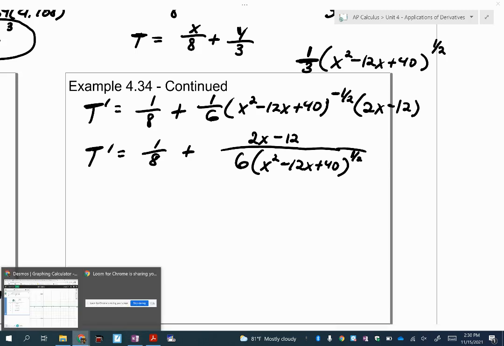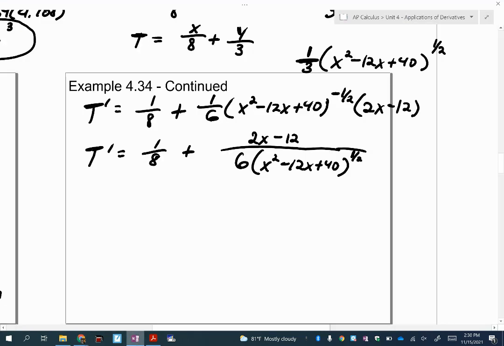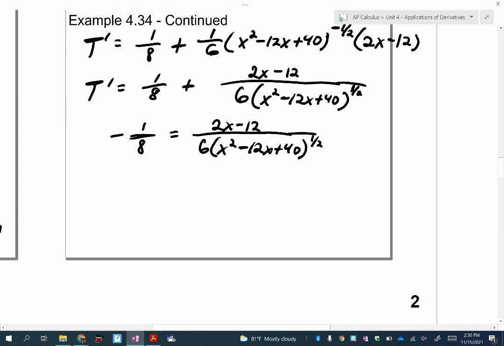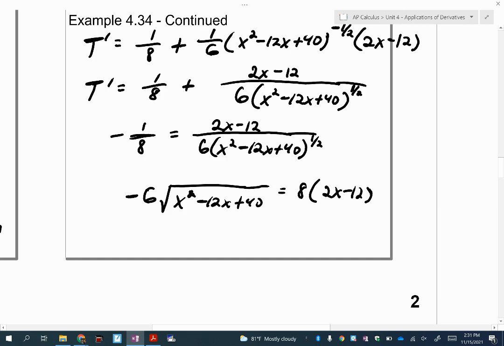And ultimately when I set this equal to 0, I can move the 1/8 to the other side and get this proportion, and I can set up to solve this. All right, and I'll bring it back to square roots. This is going to be negative 6 times the square root of x squared minus 12x plus 40 equals 8 times 2x minus 12.